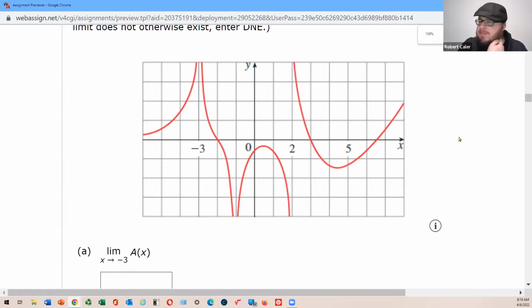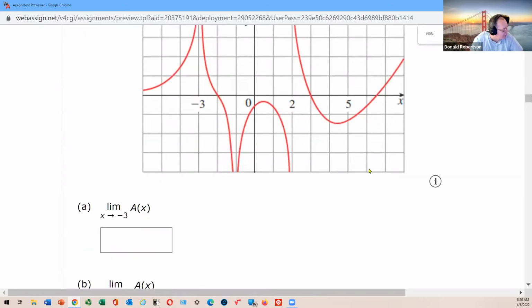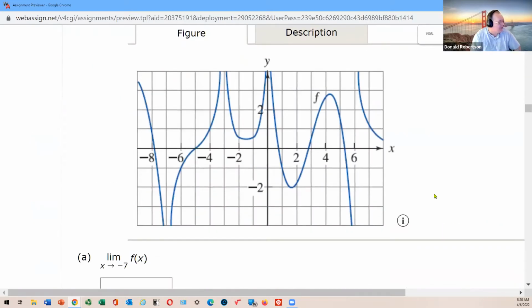Negative infinity. You're comfortable with this, guys, right? So if you see a picture with some vertical asymptotes, are you comfortable about 2 plus, 2 minus, and the limit as x tends to 2? The left, the right, and the overall limit. Oh God, there's a ton here. I'll just do a couple then.